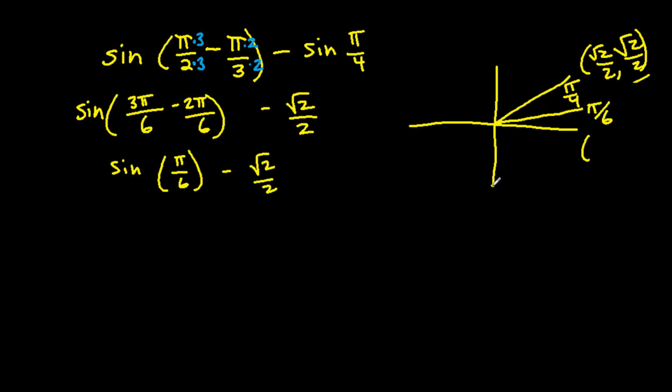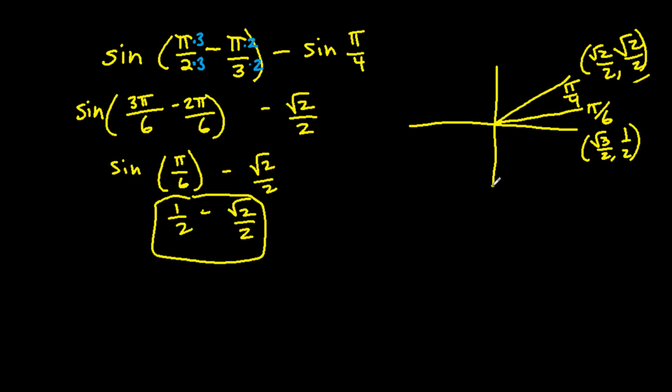And its coordinates on the unit circle are square root 3 divided by 2, comma 1/2. So the sine is 1/2. So this is our final answer unless we want to factor out a 1/2, and then we would get 1 minus square root 2 inside.